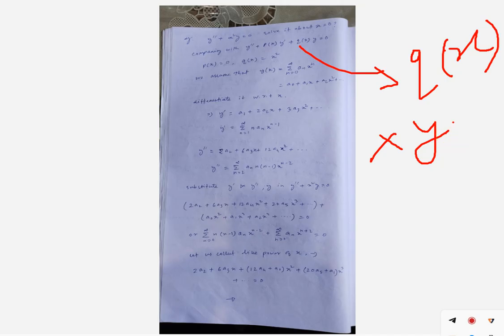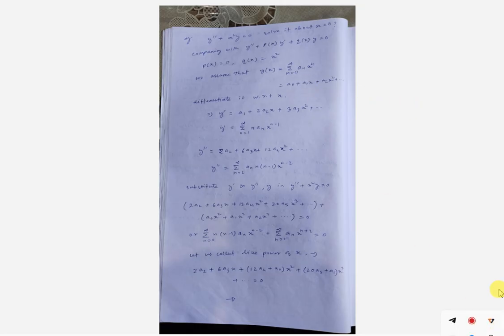Now here we can clearly see, by comparing it with the general differential equation, that in our given differential equation p of x is 0 and q of x is x square. So we can assume that x is equal to 0 is an ordinary point. We know that x equal to 0 is an ordinary point, the limit exists, and it does not blow up to infinity.